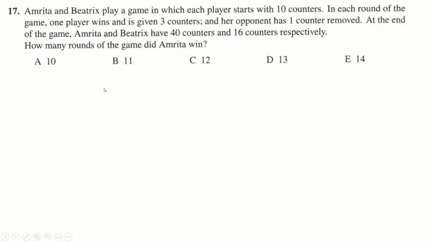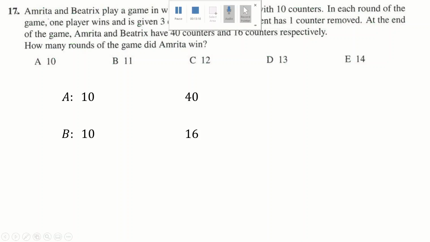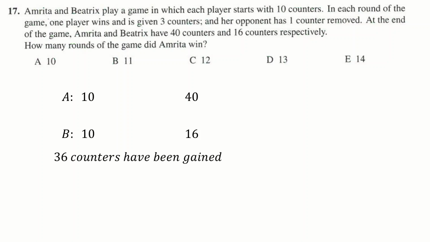17. 2 people playing a game. Each player starts with 10 counters. So let's start with 10 each, and at the end we have A with 40 and B with 16. Now, if one player wins 3 counters and the other player loses 1 for every game that's played, that means every single time a game is played, 2 counters are gained within the total. So right now the total is 20.